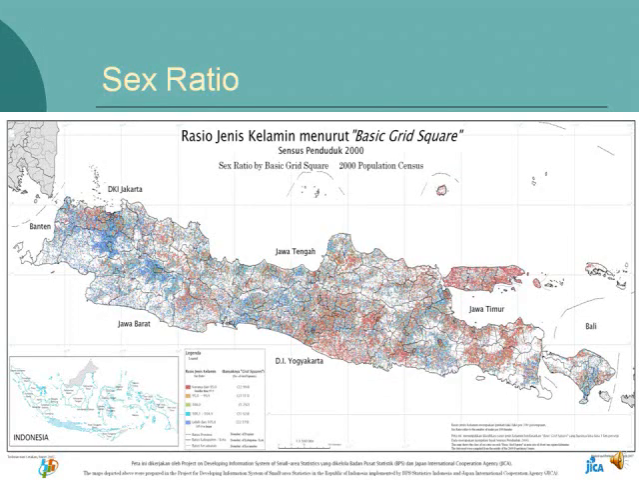Sex ratio. We're not going to spend too much time on this, but basically this is a map that's just showing where it's primarily male, where it's primarily female. The blue is primarily male. Red is more female, and then you can see the different colors in between that just represent a different mixture of the male and female population.